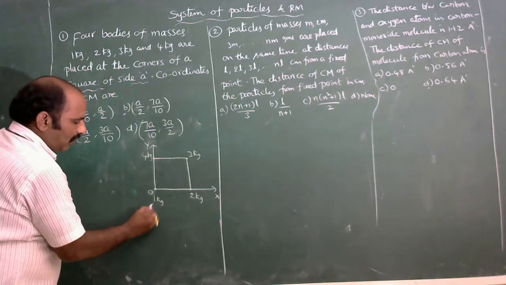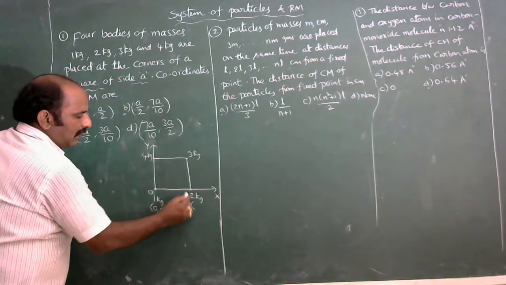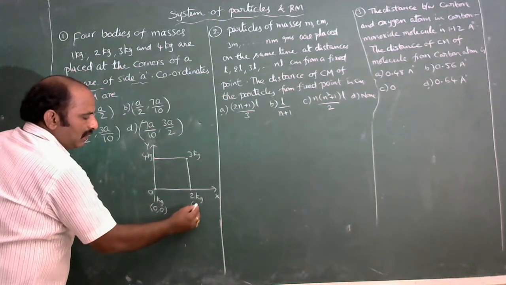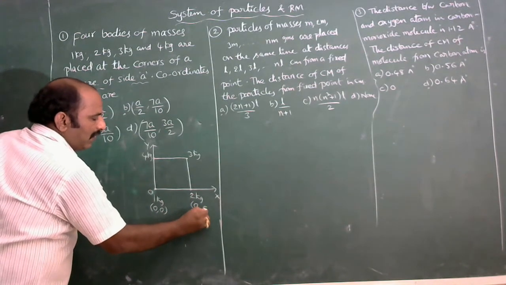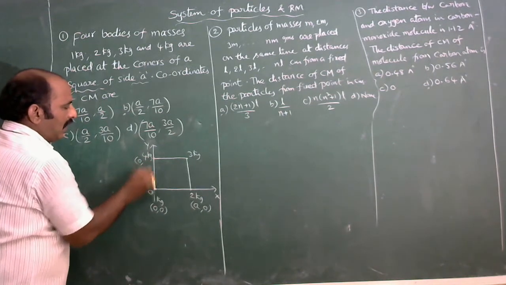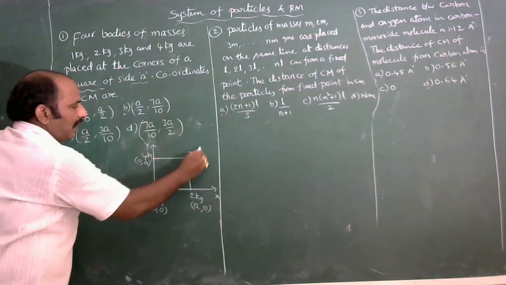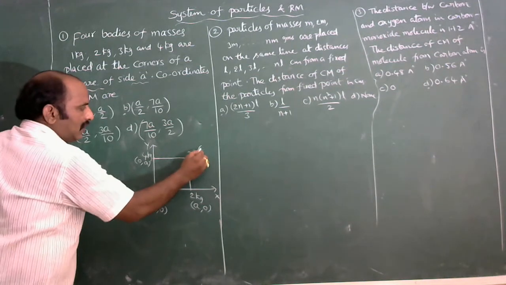Here is the origin, so it is 0, 0. Here it is on the x-axis, so the x value is side A and the y value is 0. Here the x value is 0 and the y value is side A. Here the x and y values are both A.